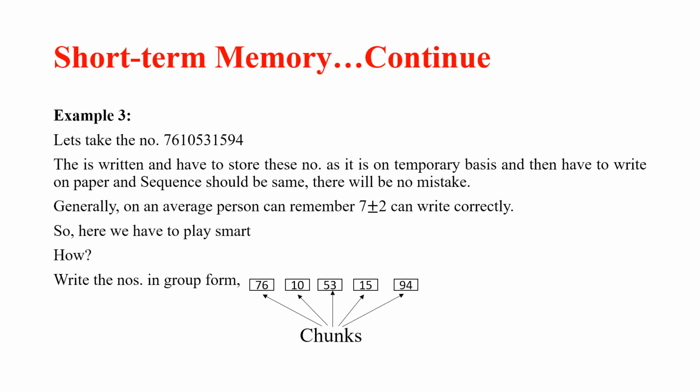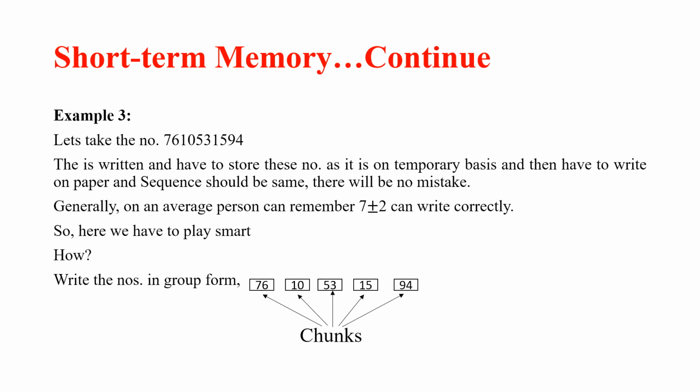So I have to increase the capacity. What I will do is play this smart move. I will group the numbers. A group of digits is called a chunk. There is no limitation on the number of digits in a chunk. It can contain 2 or 3 numbers in one chunk. The benefit of writing into chunks is that you can remember 7 plus or minus 2 chunks at a time, and it increases the capacity of short term memory.